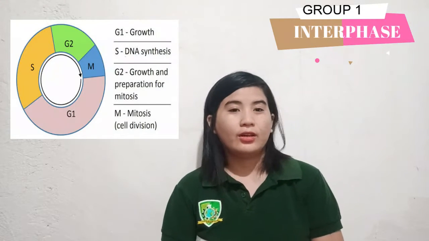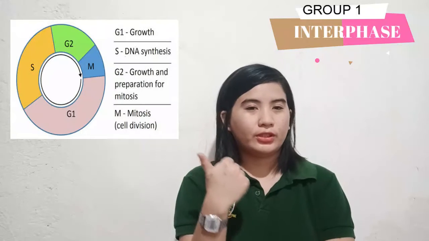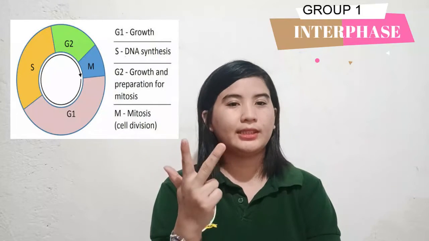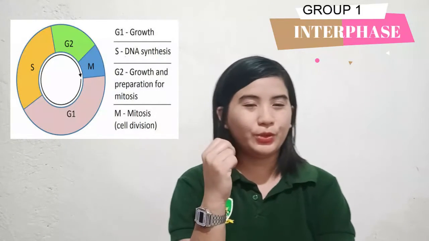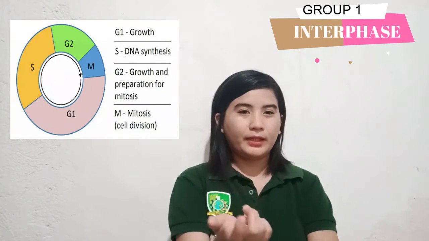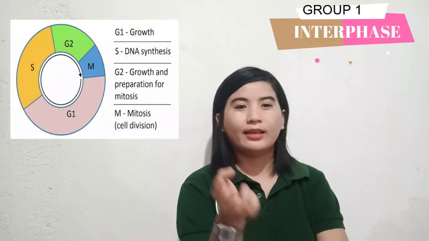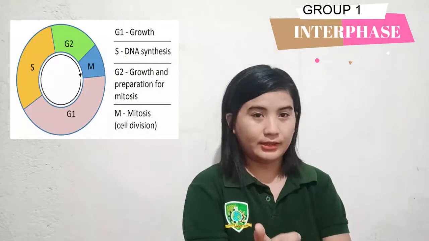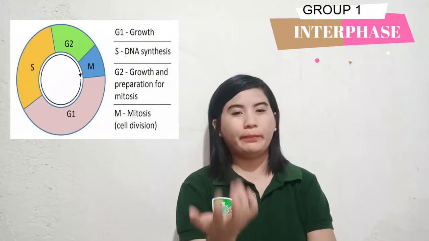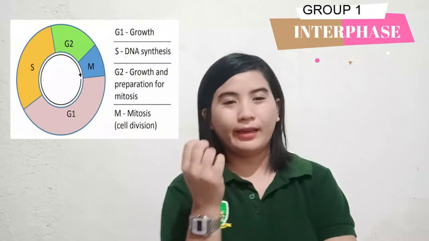Now we're done with the activity. Let's discuss the work of Group 1, which is the interphase. They completed the puzzle of the cell cycle. In the cell cycle, there are 3 stages. First is the G1 phase, second is the S phase, third is the G2 phase. In the G1 phase, the cell organelles duplicate or replicate. In the S phase, the DNA replicates or duplicates. Now in the G2 phase, the cell is preparing to undergo mitosis.